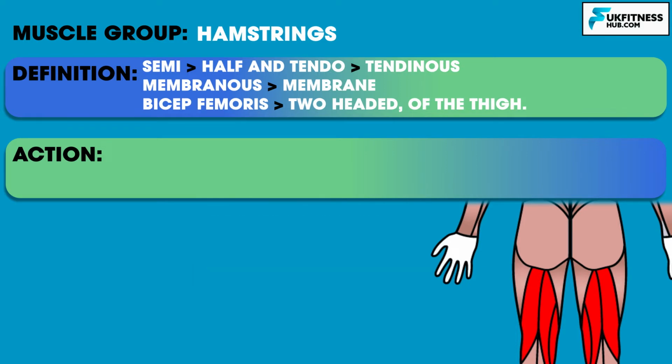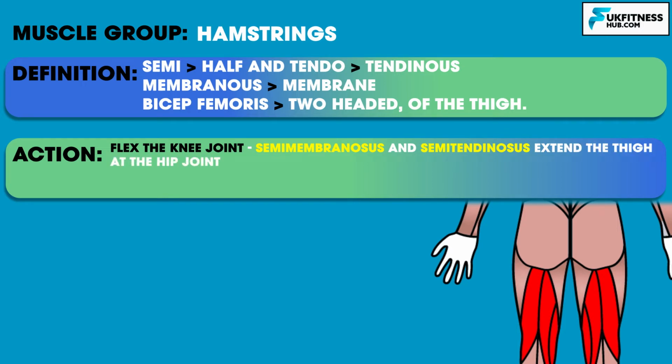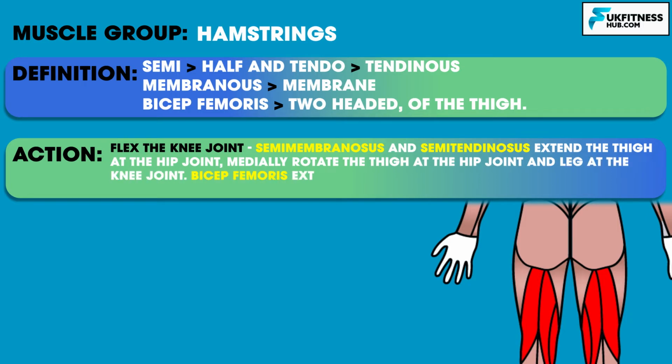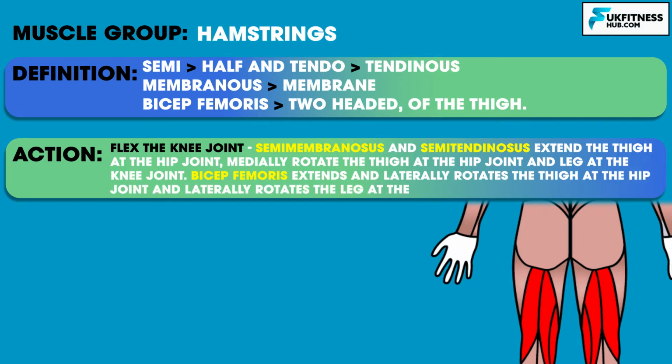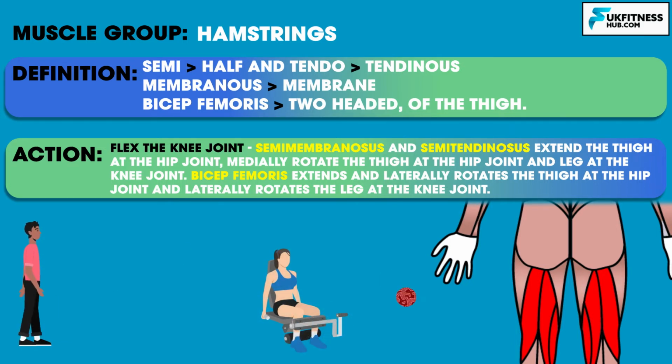The hamstrings act to flex the knee joint. Semimembranosus and semitendinosus extend the thigh at the hip joint, medially rotate the thigh at the hip joint, and medially rotate the leg at the knee joint. Biceps femoris extends and laterally rotates the thigh at the hip joint and laterally rotates the leg at the knee joint. You use your hamstrings in the gym when doing the leg curl machine and in everyday life when kicking a ball, running, and jumping.